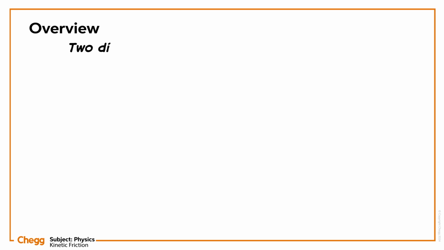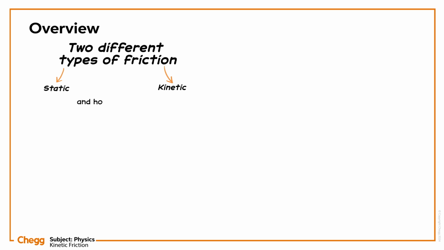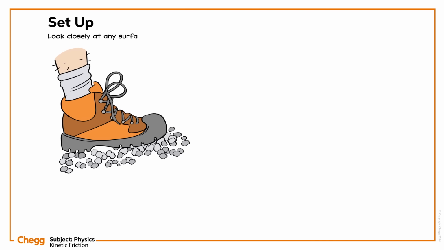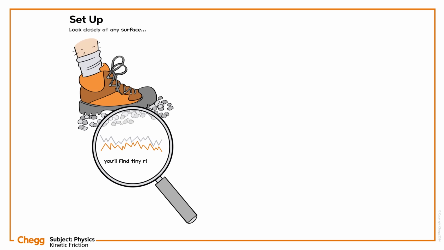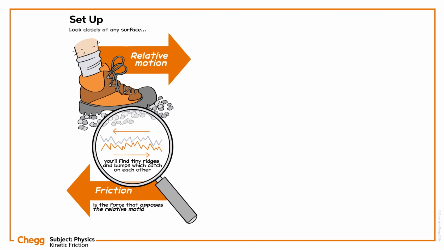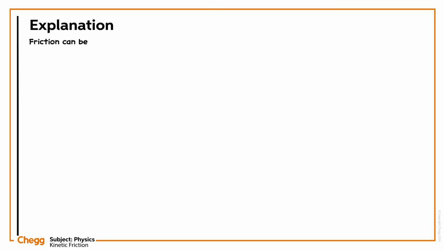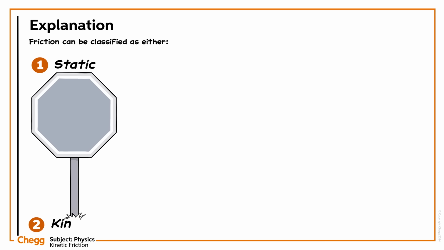Here we'll learn about two different types of friction, static and kinetic, and how to calculate their magnitude. Look closely at any surface. You'll find tiny ridges and bumps which catch on each other. Friction is the force that opposes the relative motion between surfaces and objects. Friction can be classified as either static or kinetic.